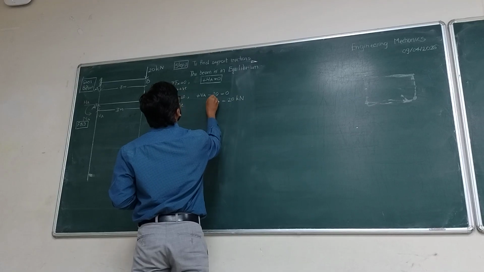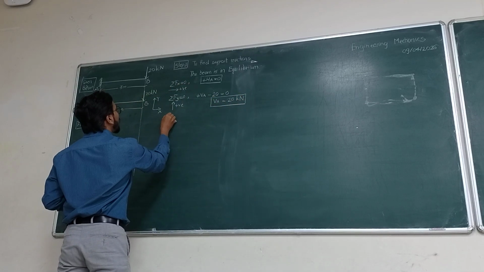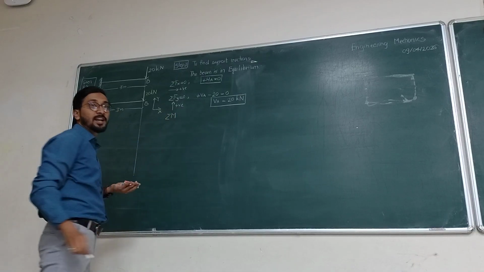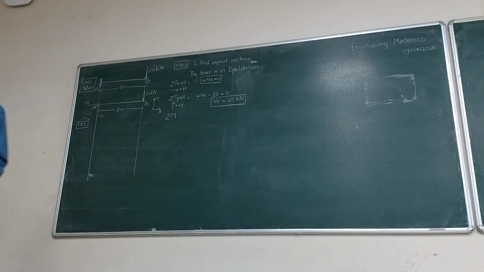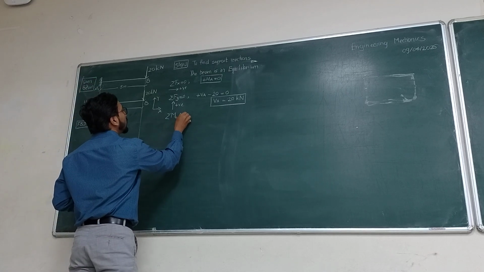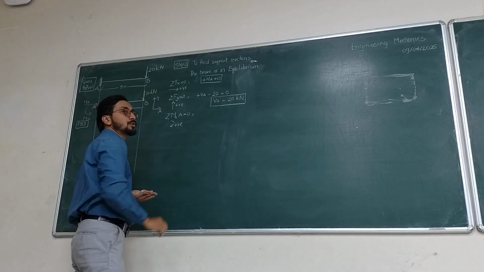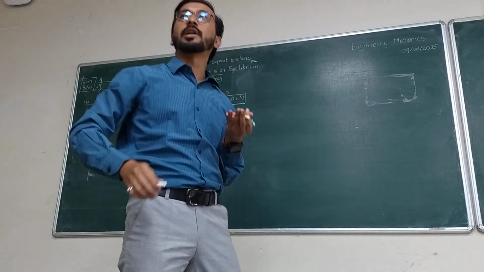Third equation of equilibrium is summation of moment about z axis, but you can take moment at point A or B or any other point. I'll take moment at A equals 0. Can anybody quickly tell me what is the equation for moment at A equals 0? Anybody would like to try?